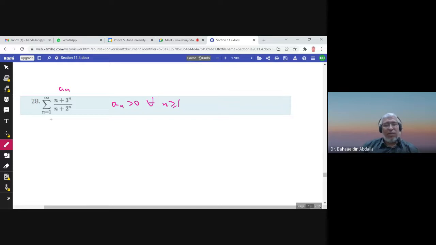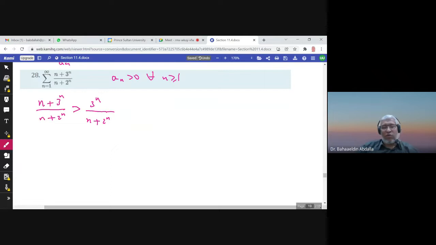Now bn is 3 to the power n over 2 to the power n. So let me start with n plus 3 to the power n over n plus 2 to the power n. I know that 3 to the power n over 2 to the power n is a divergent geometric series because r is 3 over 2, greater than 1. So let me prove that this is greater than this divergent series. I have plus in the numerator, so I can just write it greater than 3 to the power n over n plus 2 to the power n. Now I cannot say that this is greater than 3 over 2, all to the power n, because this is a plus.